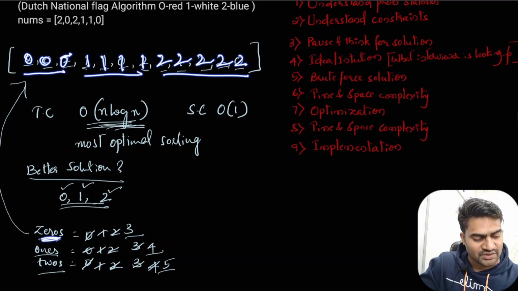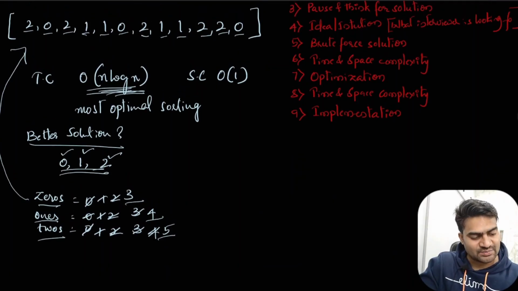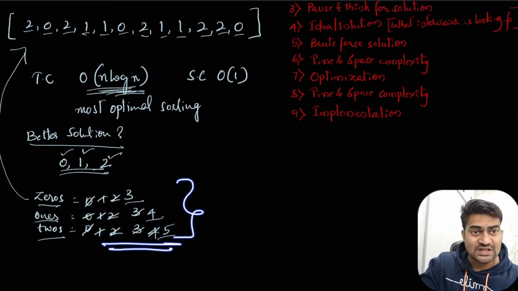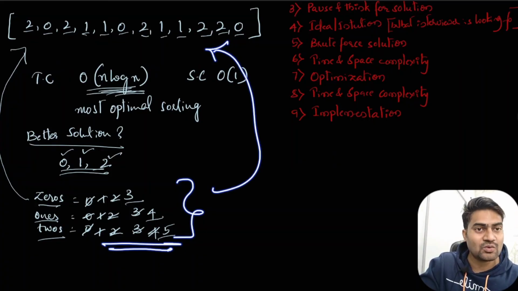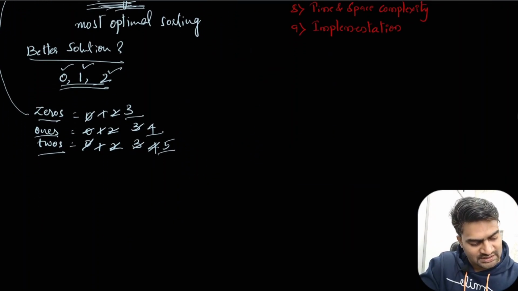Okay, so if you see now, we are doing it in 2 passes. Basically, one pass we will use to count the 0's, 1's and 2's. Then in the next pass, we will overwrite in the original array. Correct, right? So let us look into the pseudo code now.